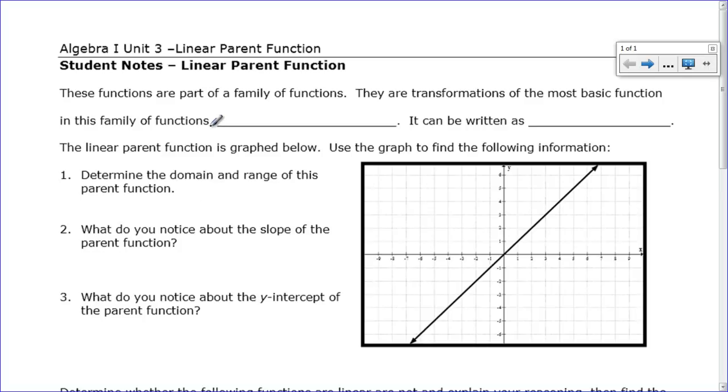So we're talking about linear functions, which are straight lines, and so all linear functions are part of a family of functions. They're just transformations of the most basic function in this family, which is called the parent function, and we call it the linear parent function.